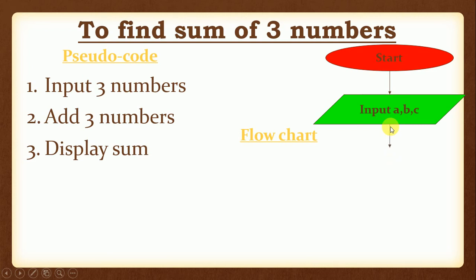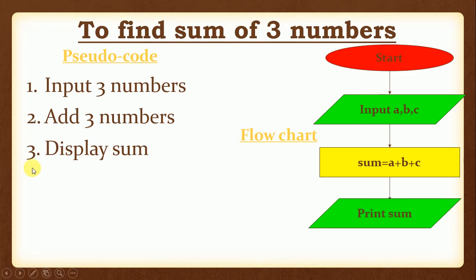Again we need to connect it, so we'll use an arrow. Now the next step is add three numbers. So this will be put in the processing box which is in the shape of a rectangle. Sum equals A plus B plus C. After that, again we will use a connector, that is an arrow, and now we need to display the sum. So we need an output box.